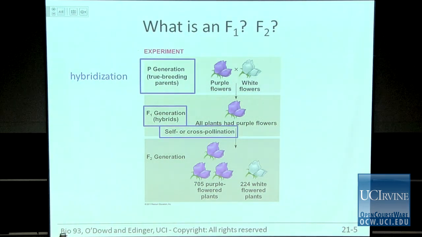When you self-pollinate, or cross-breed if they won't self-pollinate, the F1 generation, when you cross it to itself, you end up with the F2 generation. So we'll be using those terms to describe parts of Mendel's experiments, and you should know what they mean.